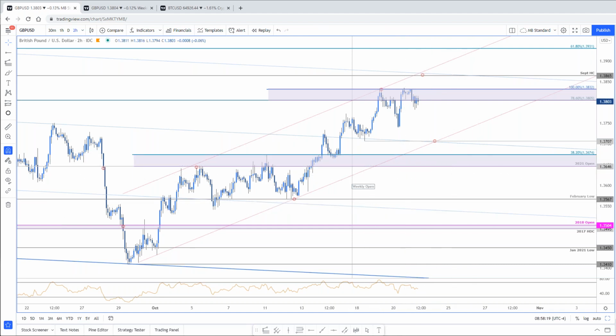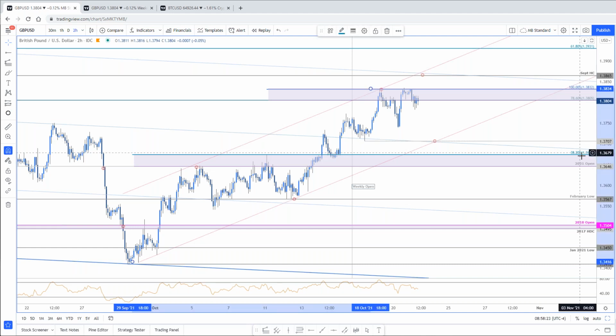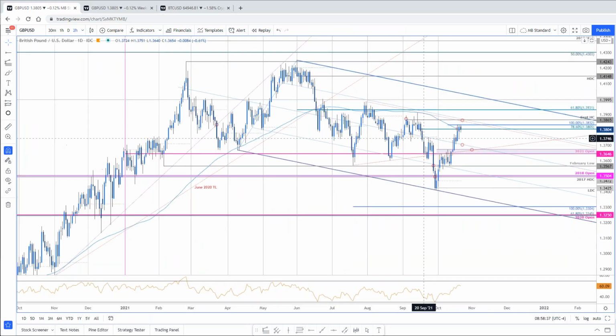Weekly opening range low comes in at the 37 handle. Essentially, you need a break below this zone right here, the objective yearly open. There's bullish invalidation here for sterling. Just above, you can see the 200 DMA. Let me see what that looks like.